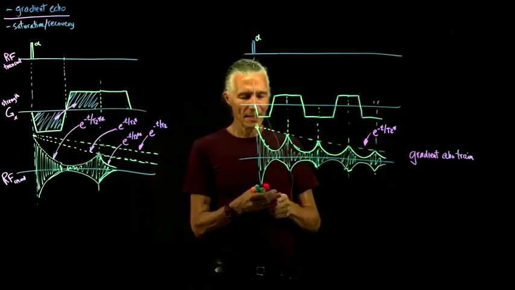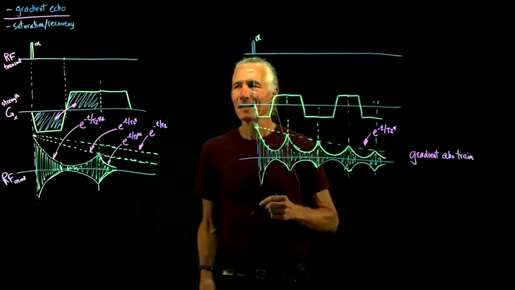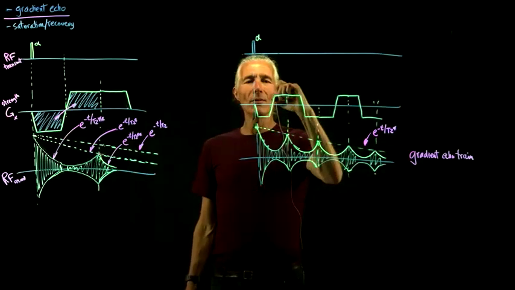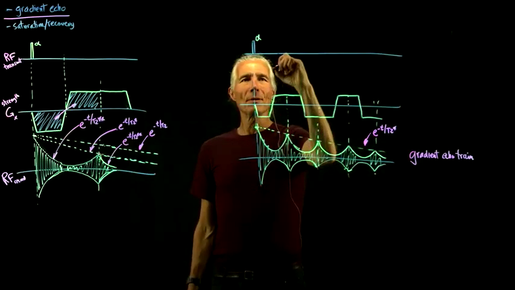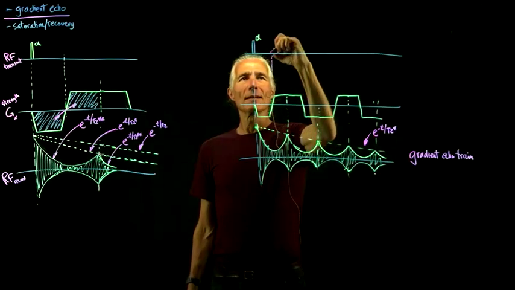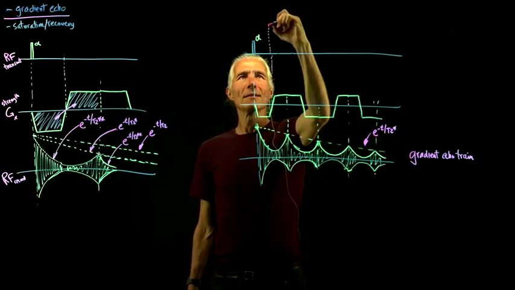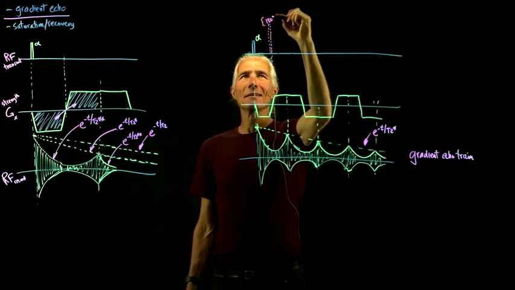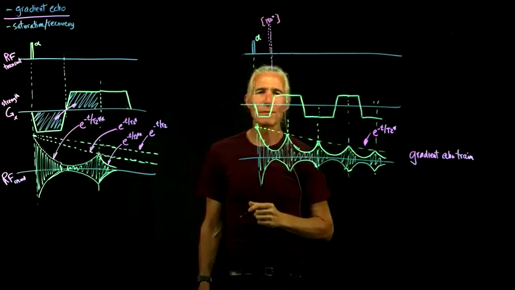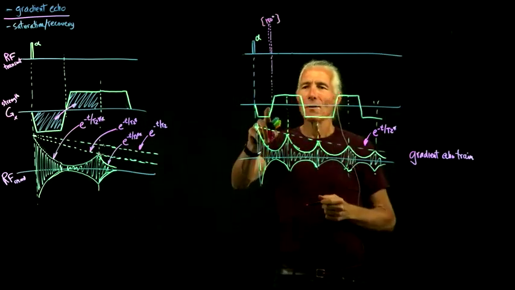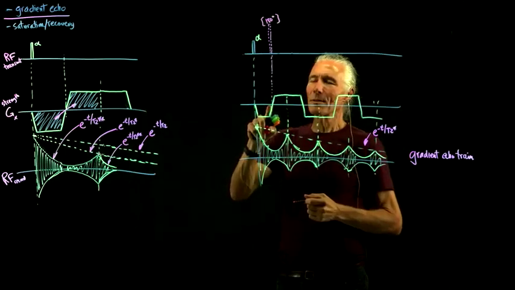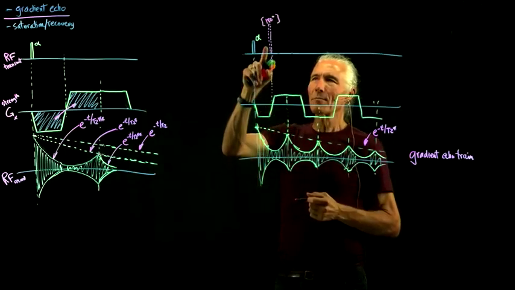And what is the kind of equivalent thing that we would have done with a spin echo? At this point, we would have done a 180. So if we did a 180 over here like that, we didn't do one here. So this would be the spin echo equivalent. So when we reverse the gradient, that's when we would have done a spin echo.